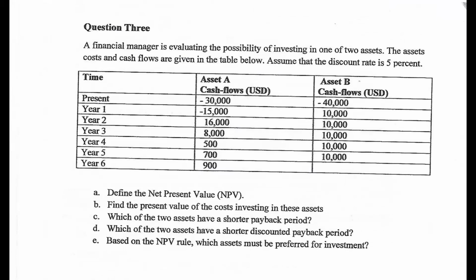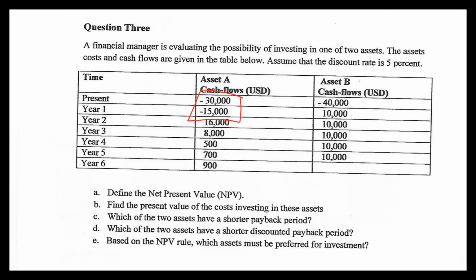A financial manager is evaluating the possibility of investing in one of two assets. The assets, costs, and cash flows are given in the table below. Assume that the discount rate is 5%. The negatives simply mean cash outflow. It shows you the direction of the money. The money is going outside the business, so that's why it's negative.